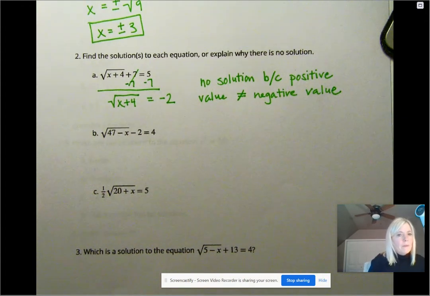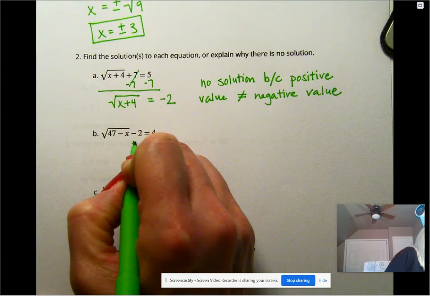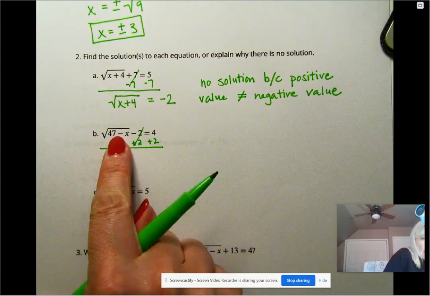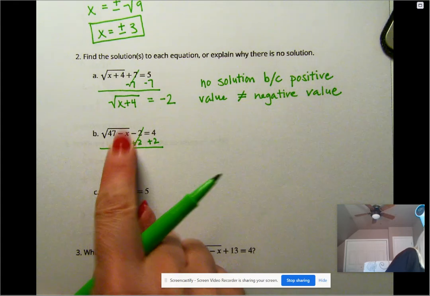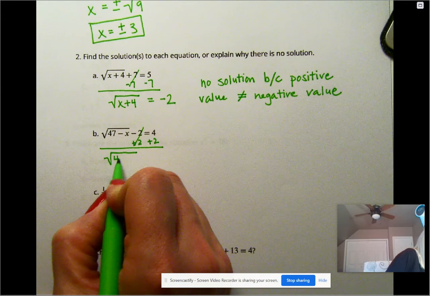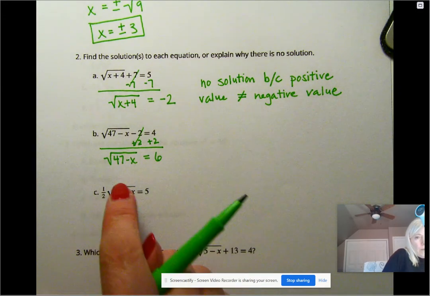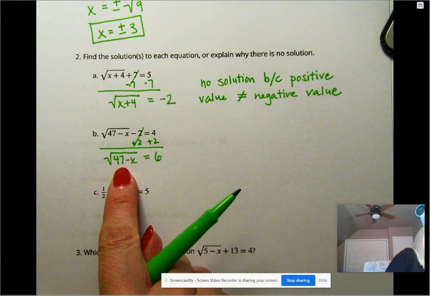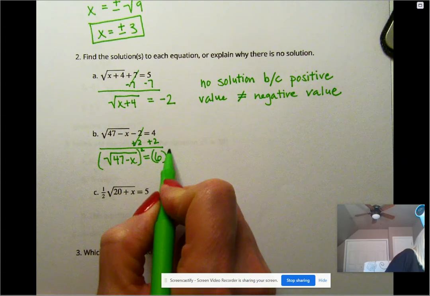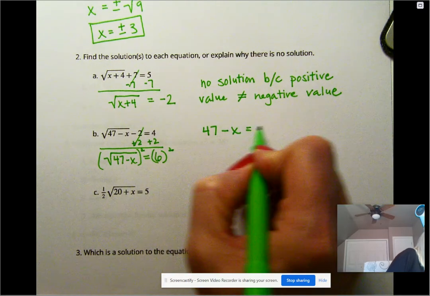On B, again, we're going to isolate the radical by adding 2 to both sides. Because 47 minus x is all under the square root, it needs to stay there until we can square both sides of the equation. Okay, so the radical part, the square root part of the equation, is all by itself. We can go ahead now and square both sides of the equation. So that gives us 47 minus x equals 36.